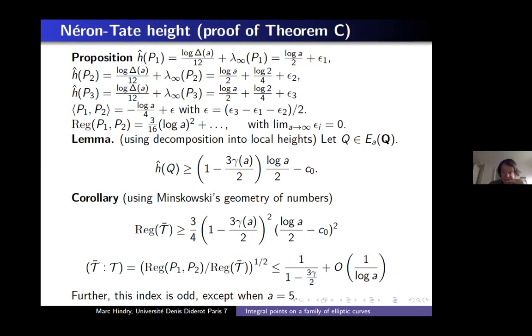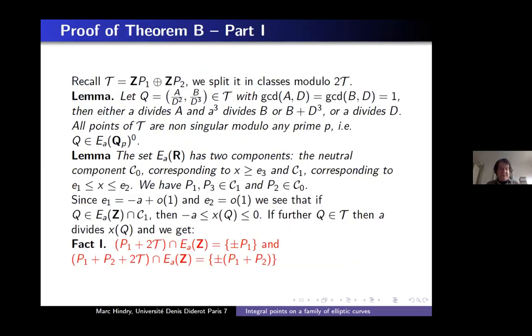So that's the proof of theorem C. I will be a bit short of time to explain the proof of theorem B. Well, I will give part of it. So what we do is, we split the points in classes modulo 2t. So we will first prove that if we consider the translate by P1 or by P1 plus P2 of 2t, that it has few points. The argument is purely algebraic.